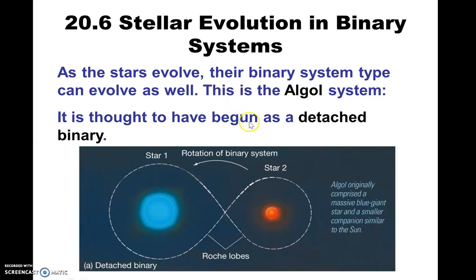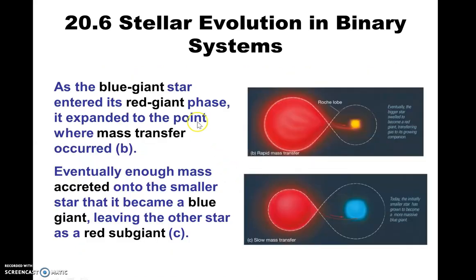It's two stars. Algol originally comprised a massive blue giant star. Okay, so this is an example of detached binaries. Two stars orbiting each other. There's no exchange of material thus far, anyway.